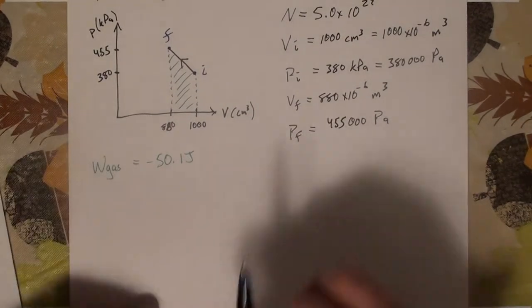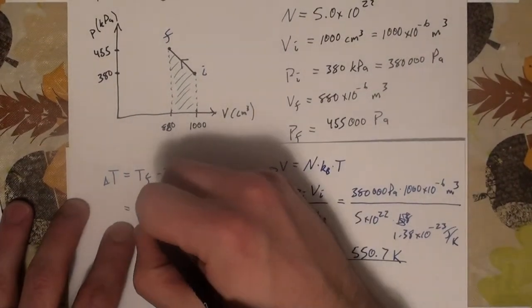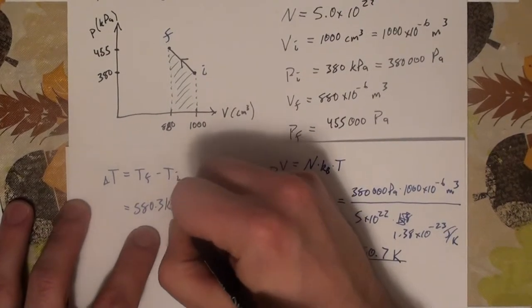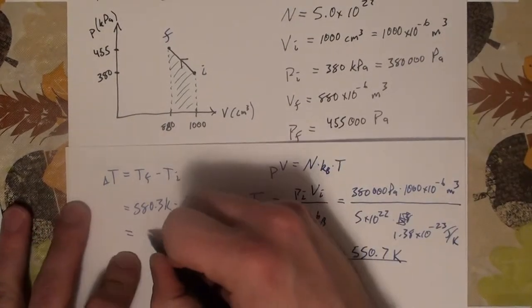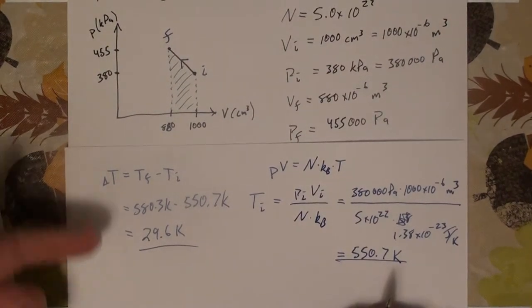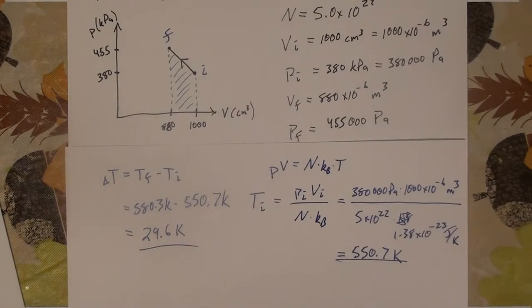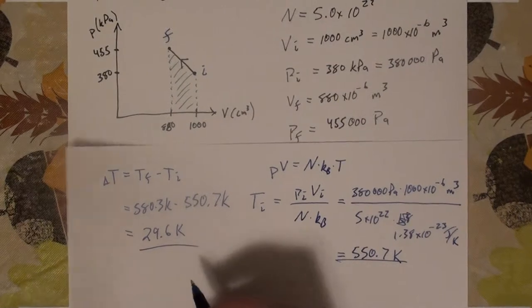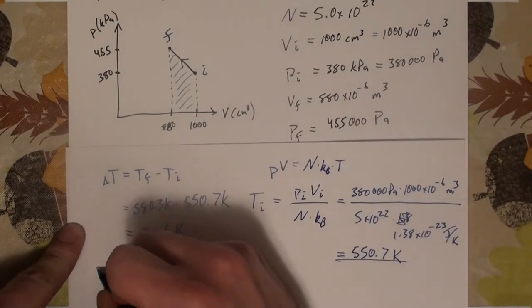Okay, so we collect those two terms. Final we just found was 580.3. Initial was 550.7, which gives us a delta T of 29.6 Kelvin. So why did we need delta T? Well, we needed it to find delta E thermal. We'll do that right below here.